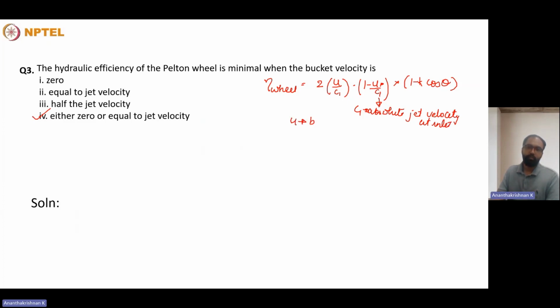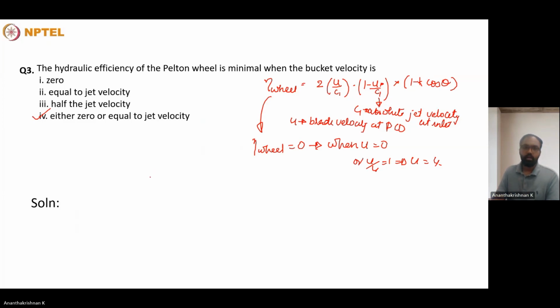U corresponds to blade velocity at the pitch circle diameter. So the efficiency will become equal to 0 when U equal to 0 or U by C1 equal to 1, that is U equal to C1. So the answer is either 0 or equal to jet velocity. We can derive this wheel efficiency or the hydraulic efficiency from the basic analysis.